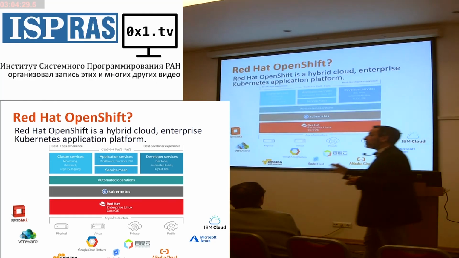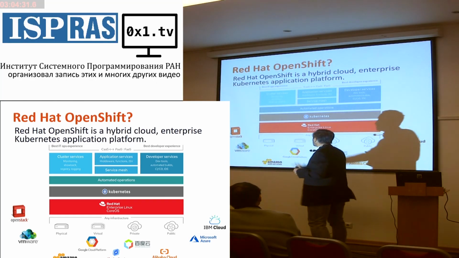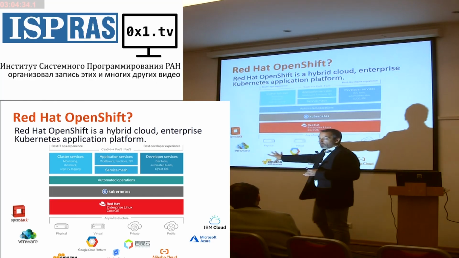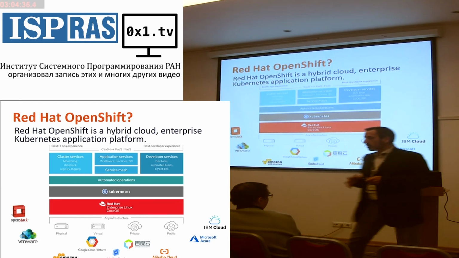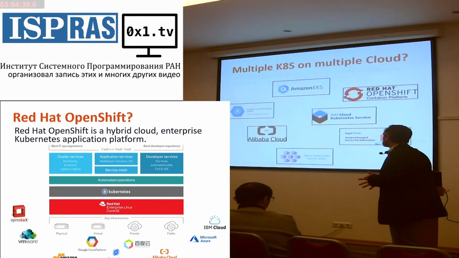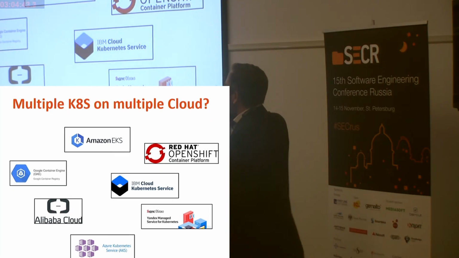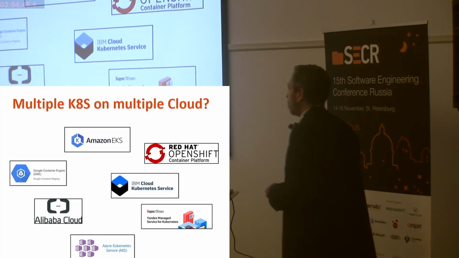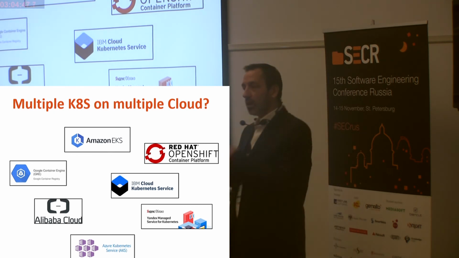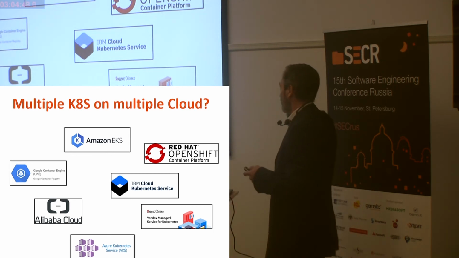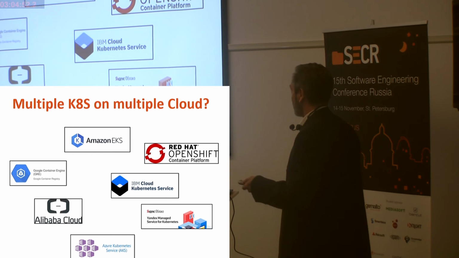That means that if you have an application that is running in any of these clouds, it can be moved to another cloud. So you can manage your application equally in all the clouds. So we have multiple versions of Kubernetes on multiple clouds. This is a few of them. If you go to the CNCF dashboard, you will see hundreds of Kubernetes engines.